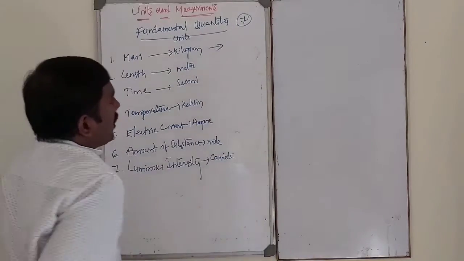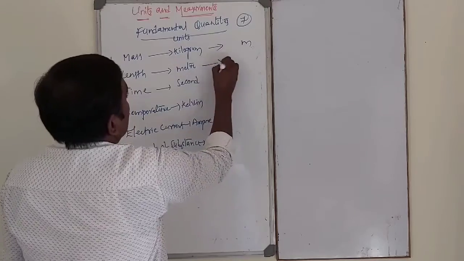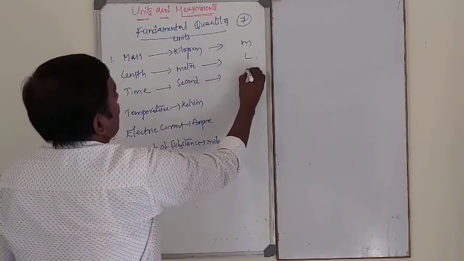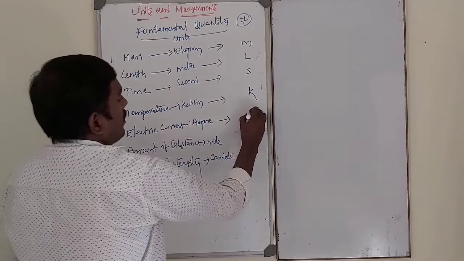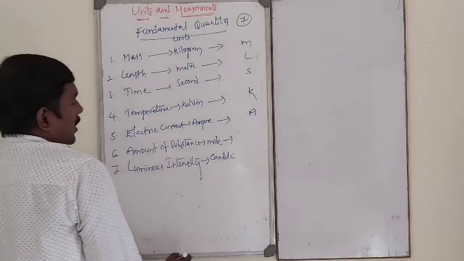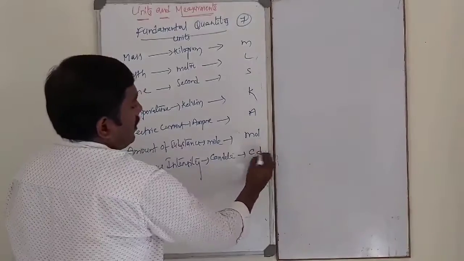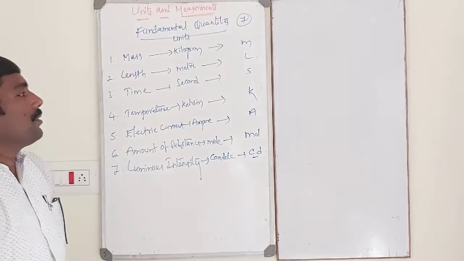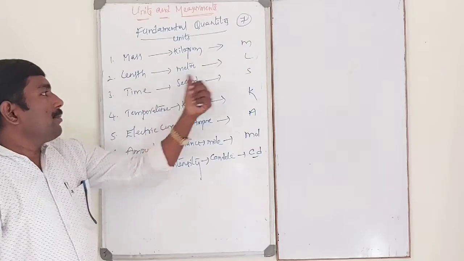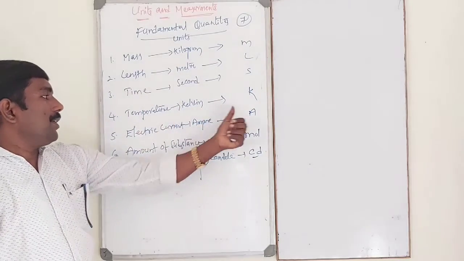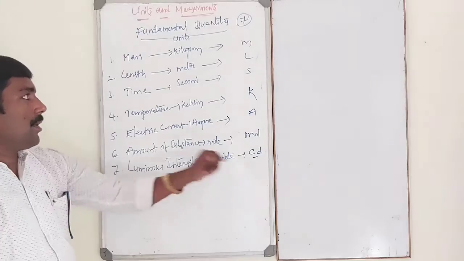Symbolically, mass is represented by the letter m, length l, time s, temperature K, electric current A, amount of substance mol, and luminous intensity candela, that is cd. So these are the representations by letters.